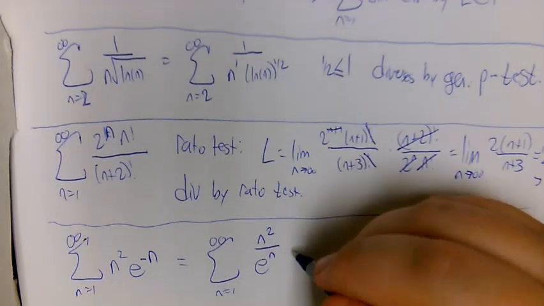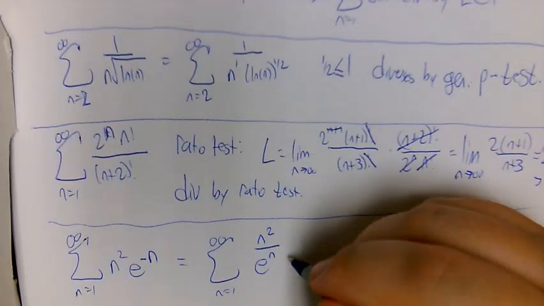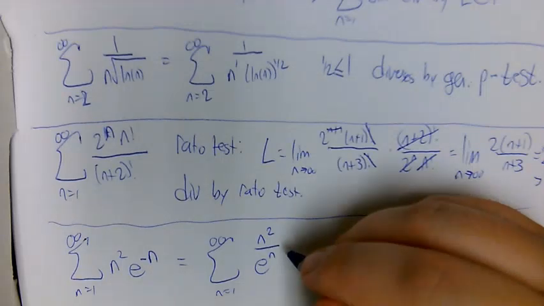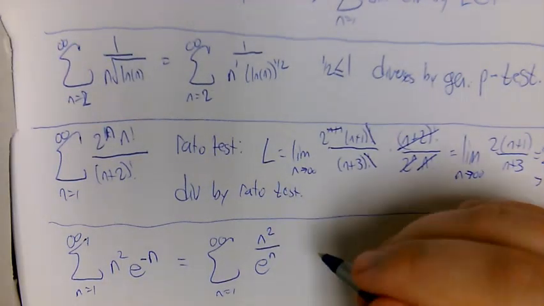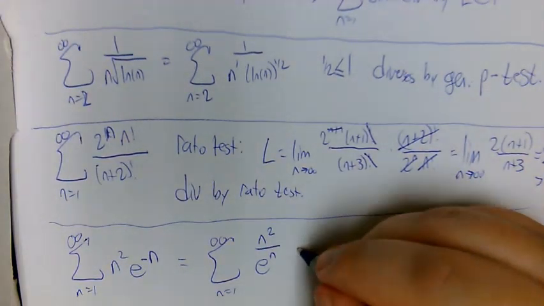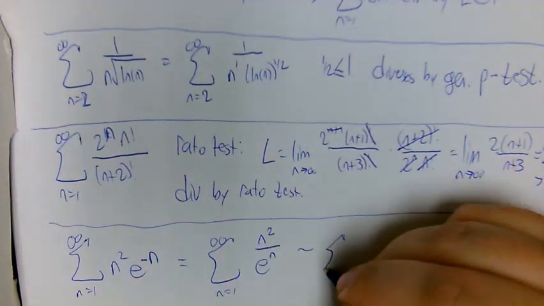But if I were to just compare this with 1 over e to the n, I would end up getting a limit that would go to infinity. And remember, we can't show convergence with an infinite limit, with limit comparison. So instead, what I'm going to do is compare this with 1 over 2 to the n.